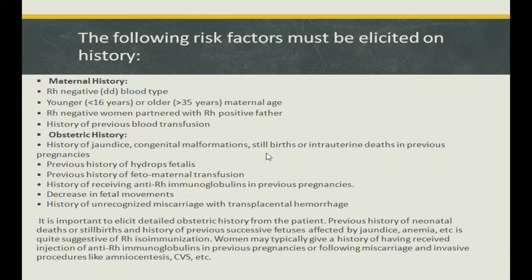I got it from the Indian protocol, that's why I try to be attentive to this point. It is important to get a detailed obstetric history from the patient. Previous history of neonatal death or stillbirths, and history of previous successive fetuses affected by jaundice, anemia, etc., is quite suggestive of rhesus immunization. Women may typically give a history of having received injection of anti-rhesus immunoglobulins in a previous pregnancy or following miscarriage and invasive procedures like amniocentesis, cesarean section, etc.